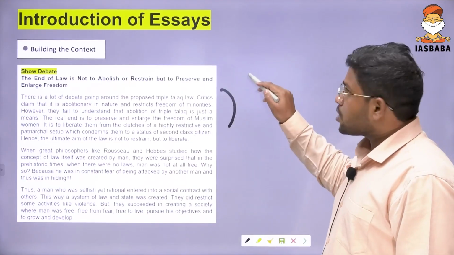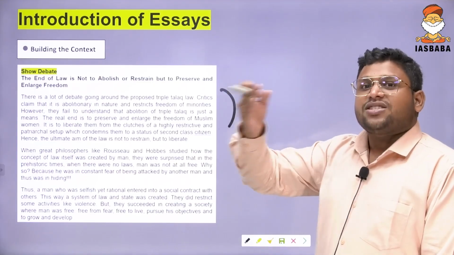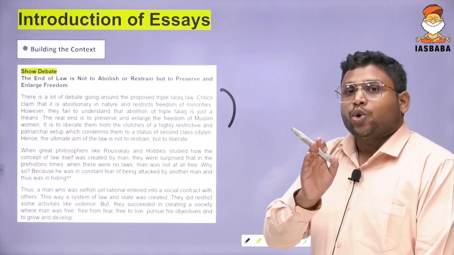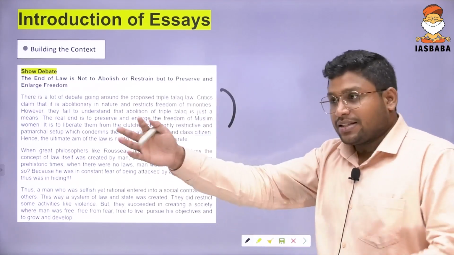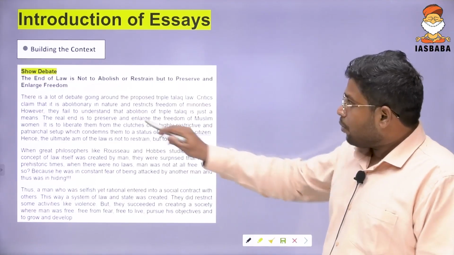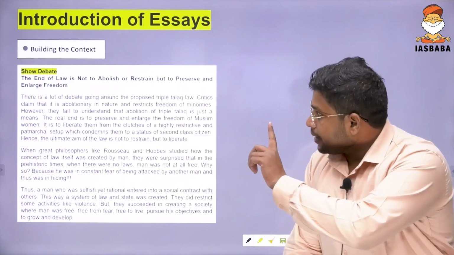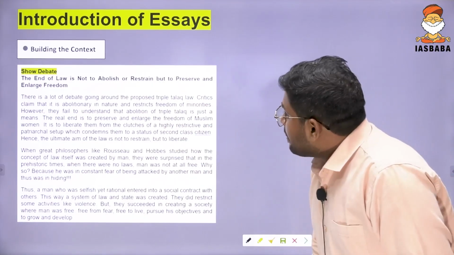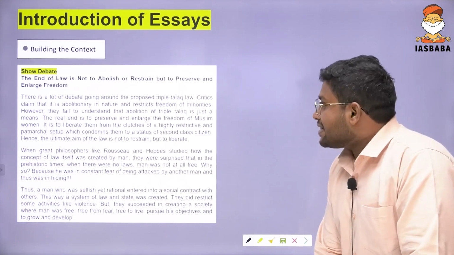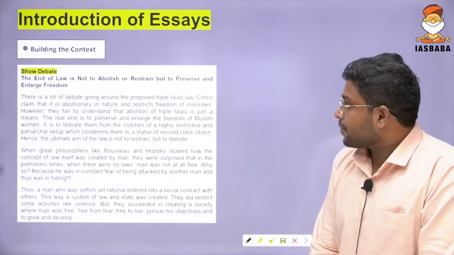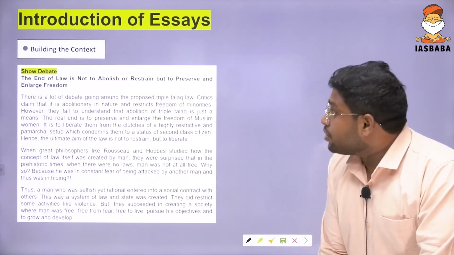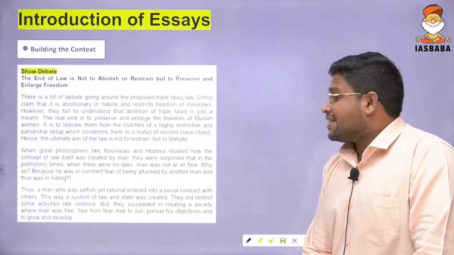And don't ever misjudge things in a way wherein, if you have the arguments of the other side, you say no to those arguments. Accept that yes, these are the problems. I have to accept it. Okay. Now, what is this person saying. There's a lot of debate going around the proposed triple talaq law. Critics claim that it is abolitionary in nature and restricts freedom of minorities. However, they fail to understand that abolition of triple talaq is just a means.